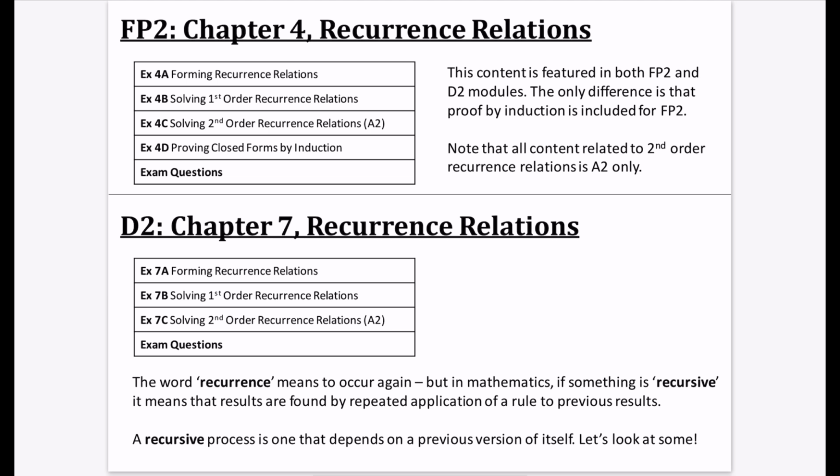Please also note, any content that is related to second order recurrence relations is in A2 only. So if you're just doing the AS, you will only be looking at first order recurrence relations.